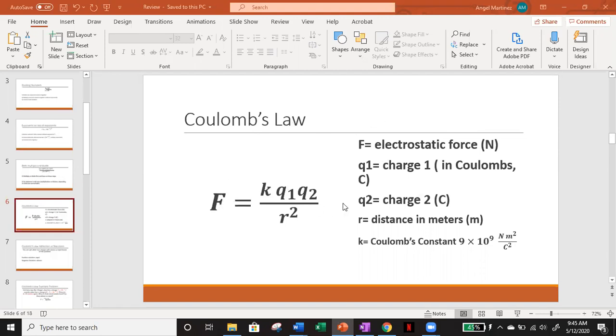For this, we have different variables, and they all stand for different things. F represents the electrostatic force, in newtons. That's what we're going to calculate. Q1 is the charge of one particle, and we usually measure it in coulombs, or C. Q2 is the second charge. R is the distance between them, usually in meters. And K is Coulomb's constant, which we always have at 9 times 10 to the 9. So we're going to practice doing this equation, and you have a practice assignment too if you plan to retake the quiz.